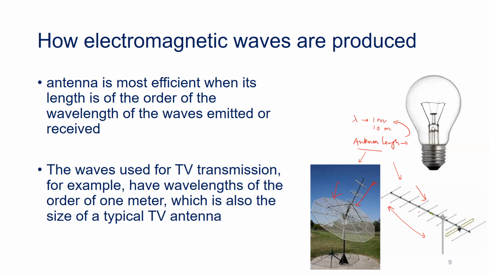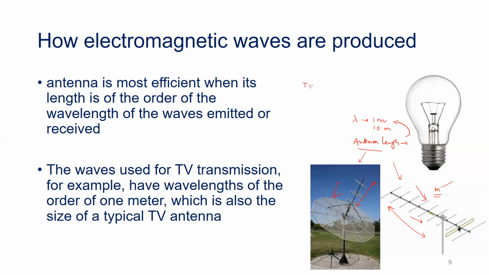So the wavelengths that these antennas are receiving are on the order of a meter. They are used to receive waves which are of the order of a meter. The waves used for TV transmission, for example, have a wavelength of about 1 meter, and this is also the size of a typical TV antenna that is used for reception.